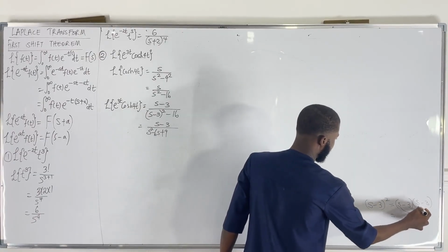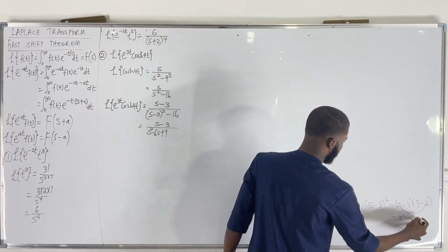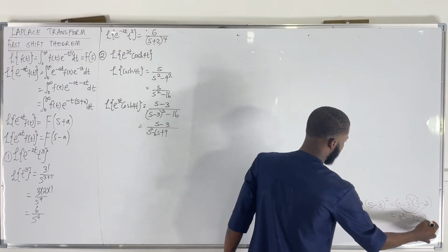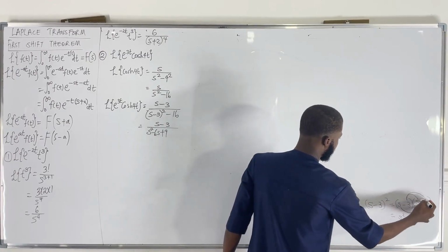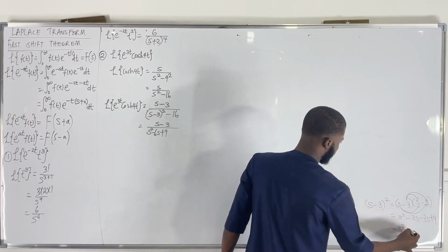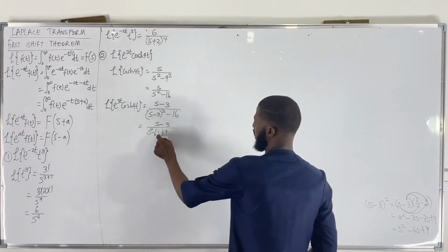Now s times s is s squared. s times minus 3 is minus 3s. Minus 3 times s again, minus 3s. And minus 3 times minus 3 is plus 9. So this will be s squared minus 6s plus 9. So that's why we have this.